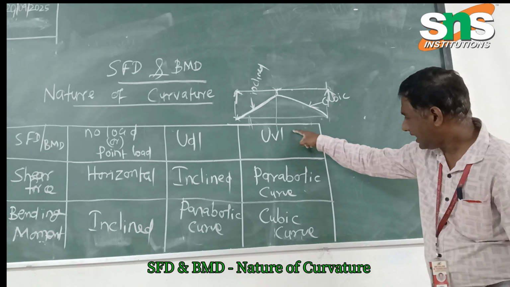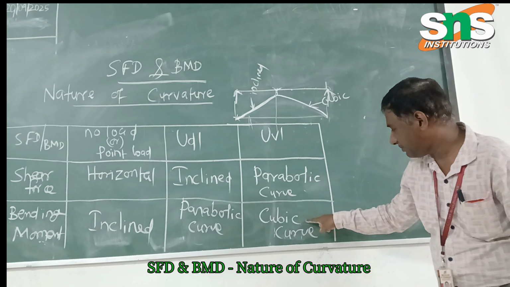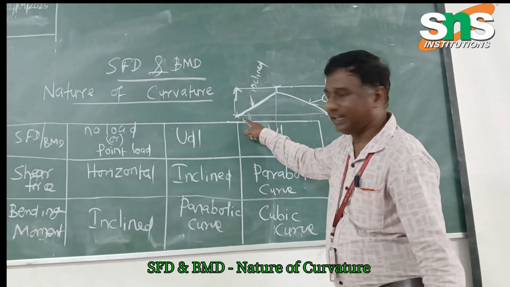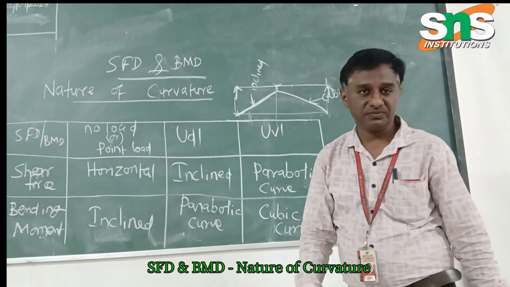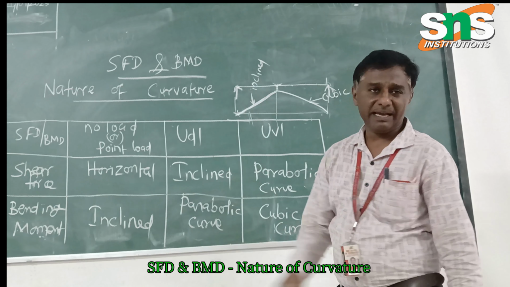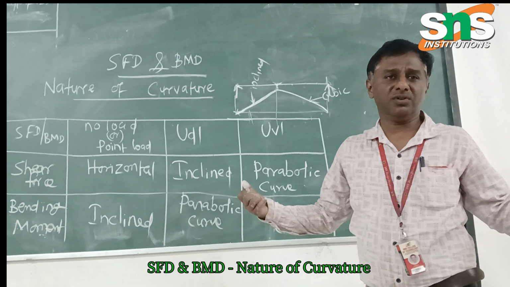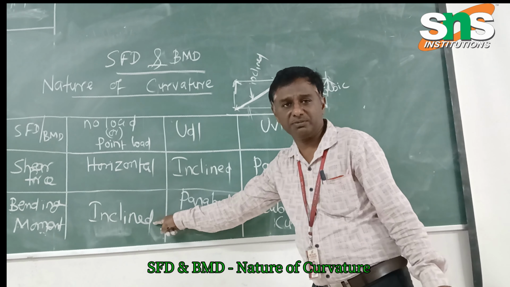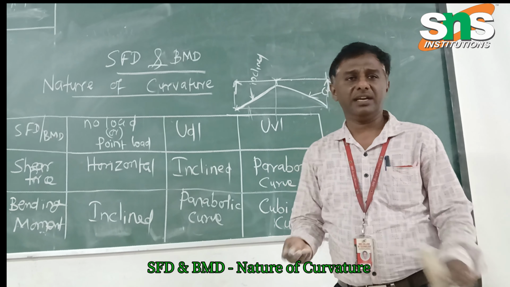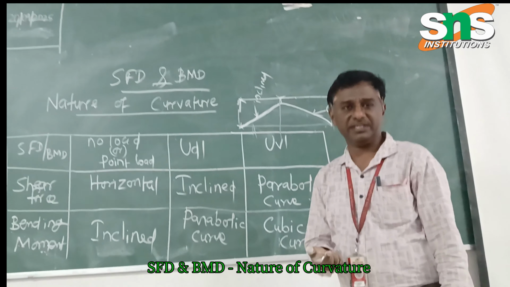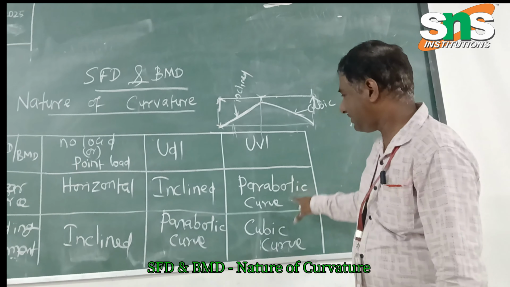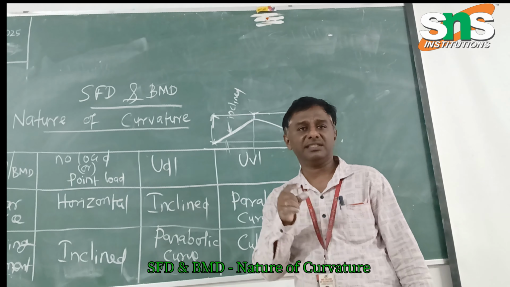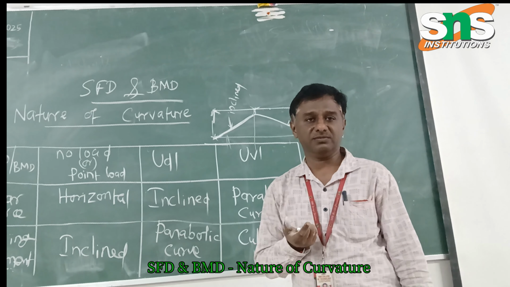Just see that for a uniformly variable load, for the bending moment diagram we have a cubic curve. And if it is an inclined line, what type of load must be there? There must be a point load or no load, so that you can have an inclined line here for the bending moment as well as the shear force. Okay, it's a critical thinking question. You can find out by having knowledge about the nature of curvature for beams in the shear force as well as the bending moment diagrams.